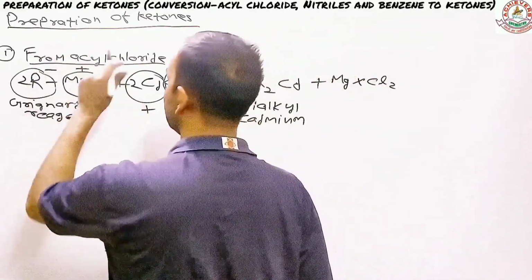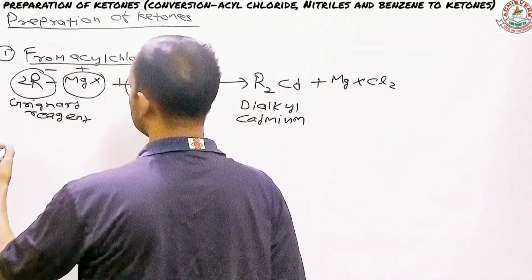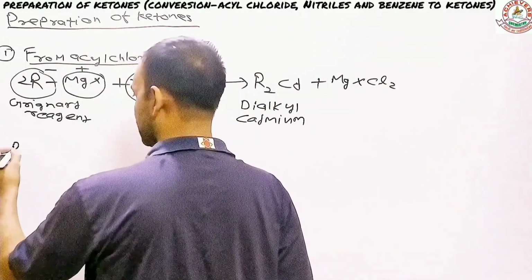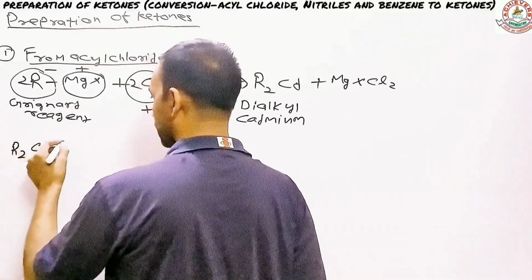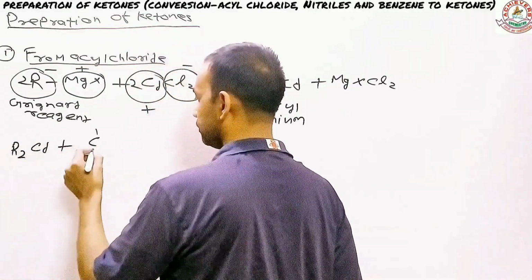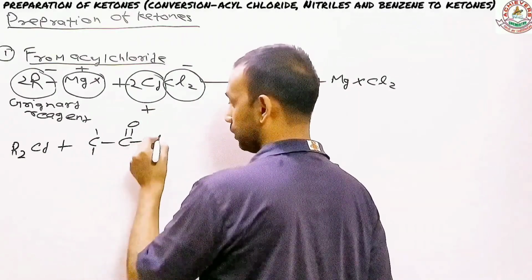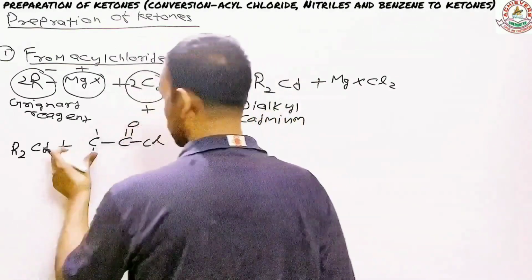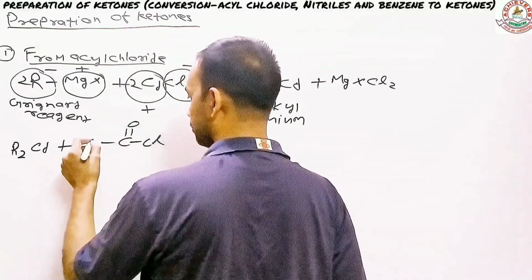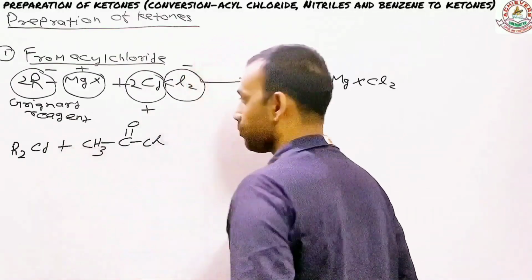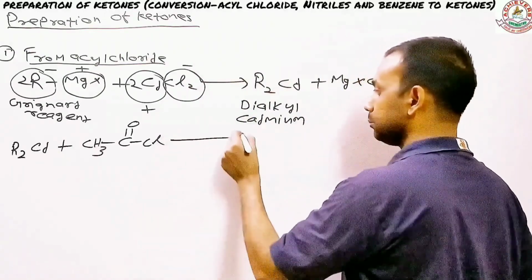That's where we have to use acyl chloride. Now, what is an acyl chloride? There you have your dialkyl cadmium and you need acyl chloride. This is what acyl chloride is. So they make it like R here. Okay, let's make it methyl. Right? Now, think about the mechanism here.